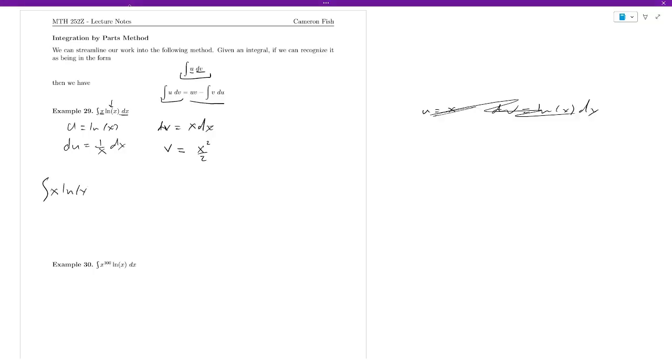I can say that our original integral is equal to uv minus the integral of v du. I just have to fill in the pieces. U is ln x. V is x squared over 2. And then minus the integral, v is x squared over 2, and then du is 1 over x dx.